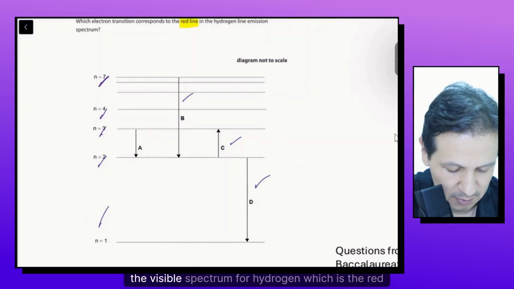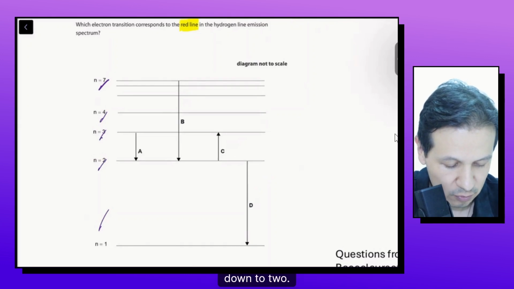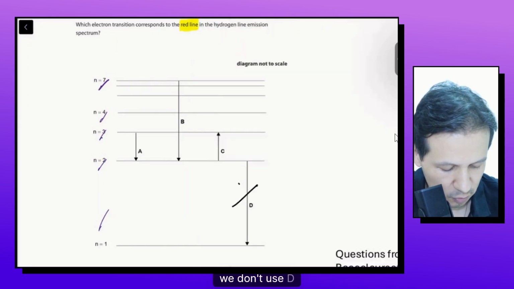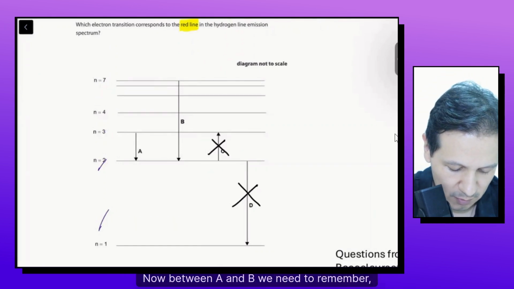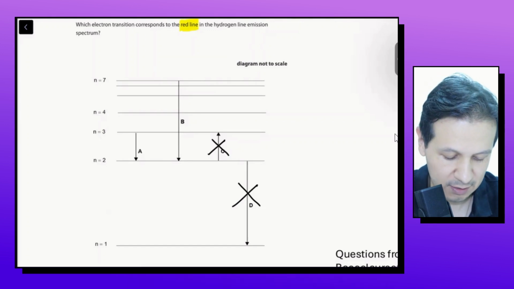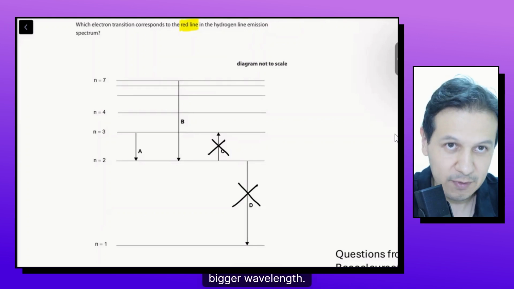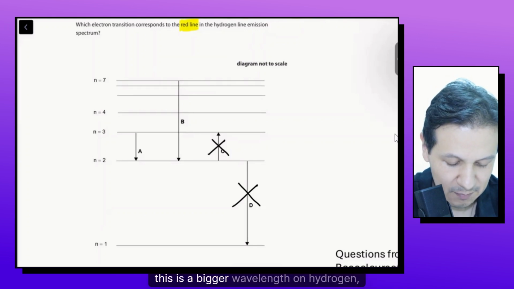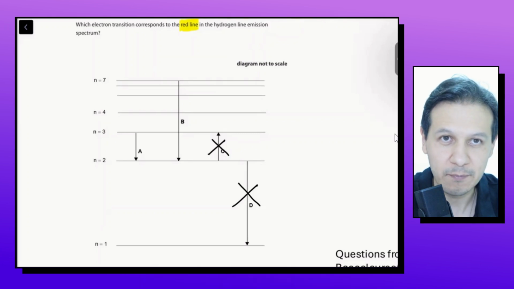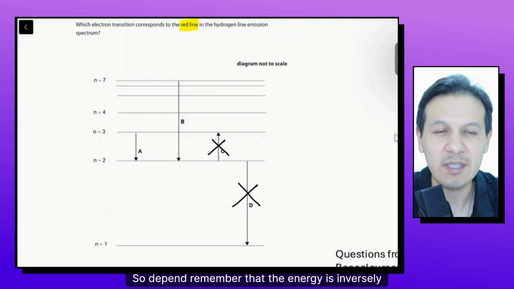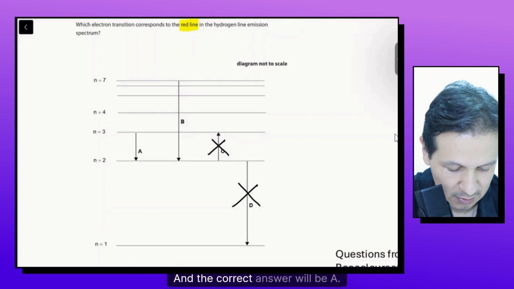Now, if you remember, the visible spectrum for hydrogen, which is the red line, is only the one that is falling down to 2. So in that case, we don't use D and we don't use C. Now, between A and B, we need to remember the relationship between the wavelength and the energy. The red line has a bigger wavelength, but if this is a bigger wavelength, it means that the energy will be lower. So remember that the energy is inversely proportional to the wavelength. In that case, we disregard B and the correct answer will be A.